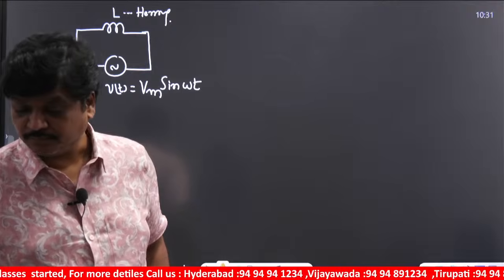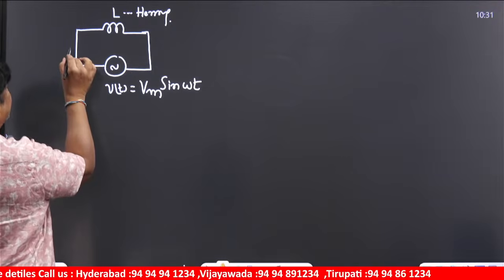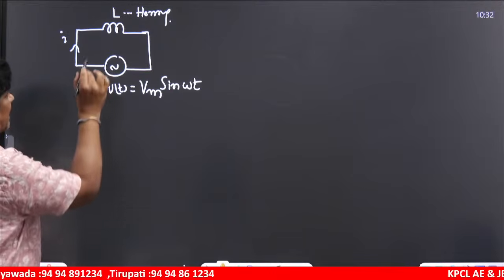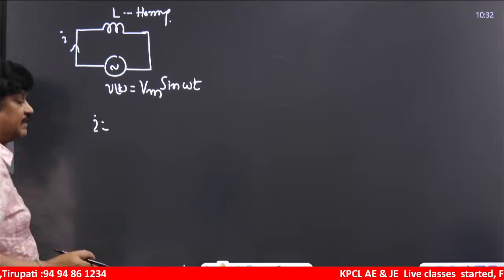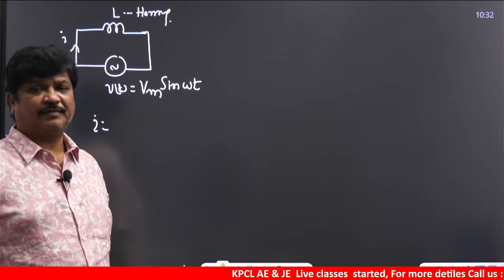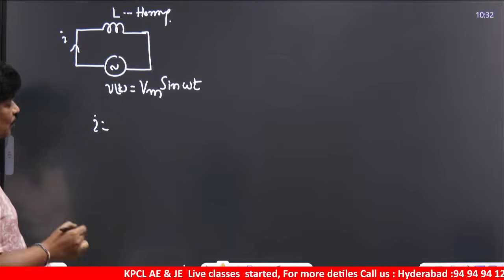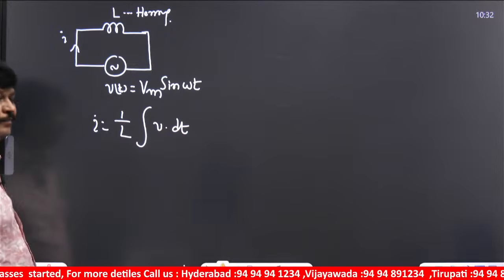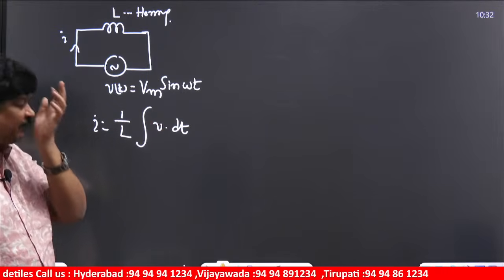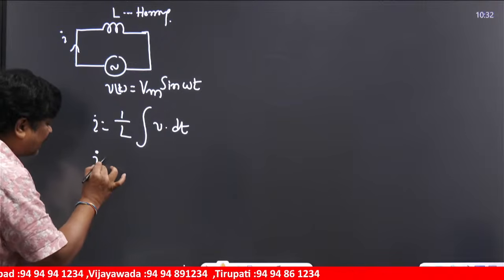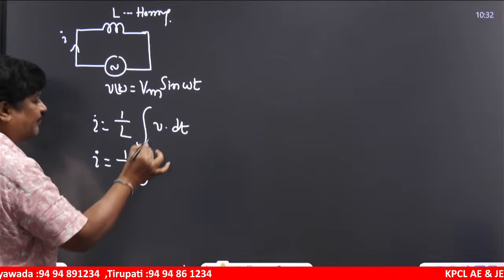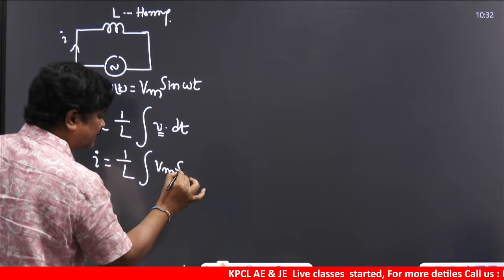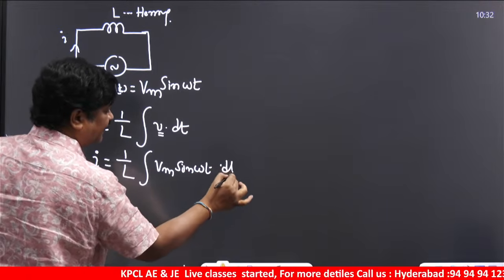Now, the current flowing here is I. What is the current formula in an inductor? Just recollect your past information. I is equal to 1 by L integral of V dt. Now, what is the current I? I is equal to 1 by L integral of, what is our voltage? V is nothing but Vm sin omega t, dt.